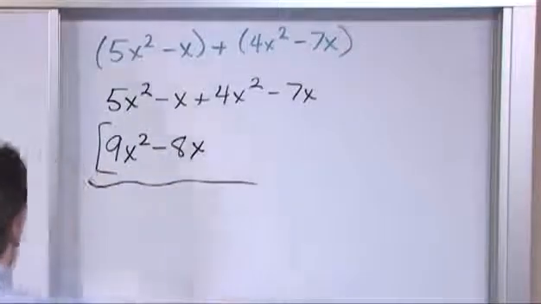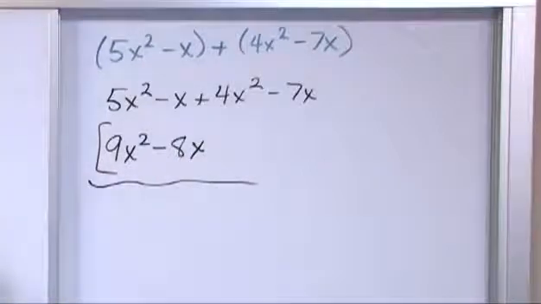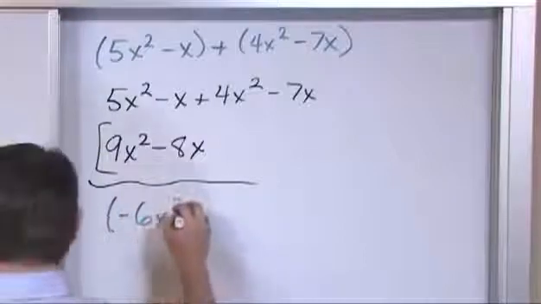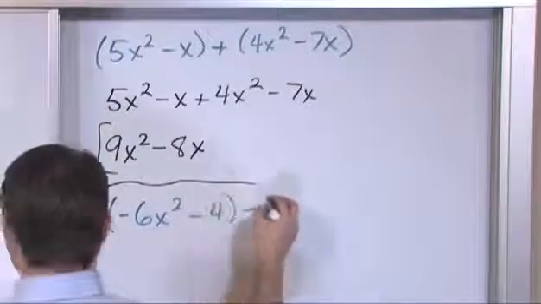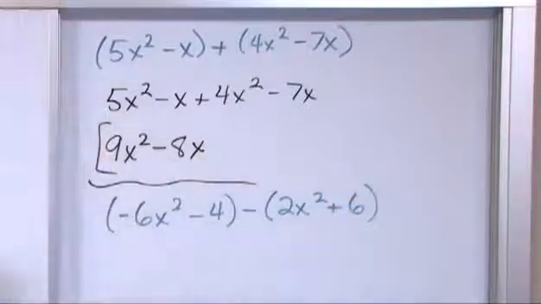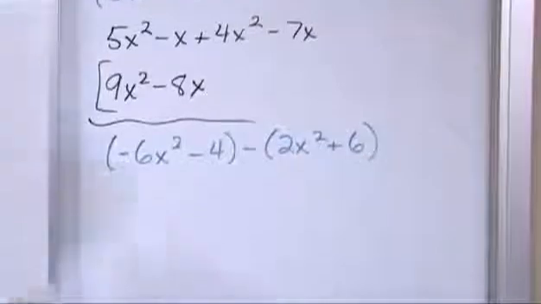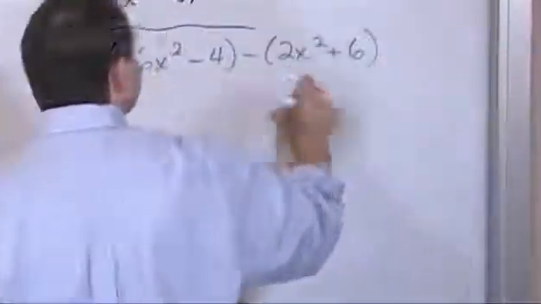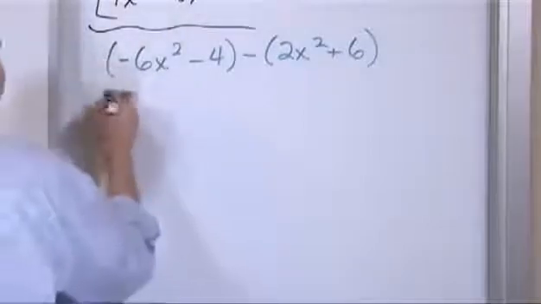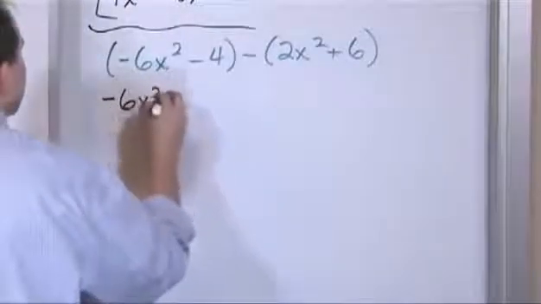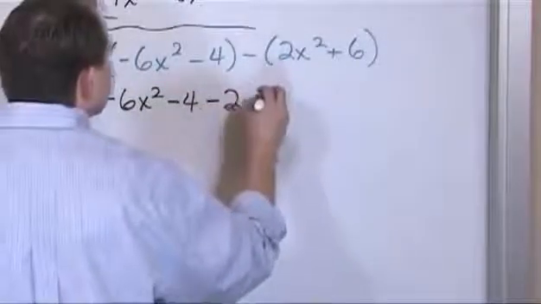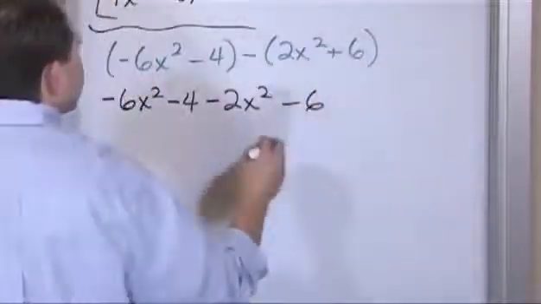Really just doing the same thing over and over again, just with a little bit more complicated problems. What if we have negative 6x squared minus 4 minus 2x squared plus 6? This time the parentheses really do matter because I have a negative sign here. I can distribute it in, which changes the signs on the inside. But this first part has nothing out in front, so I can just rewrite it: 6x squared minus 4. Negative times 2x squared is negative 2x squared. Negative times 6 is negative 6.